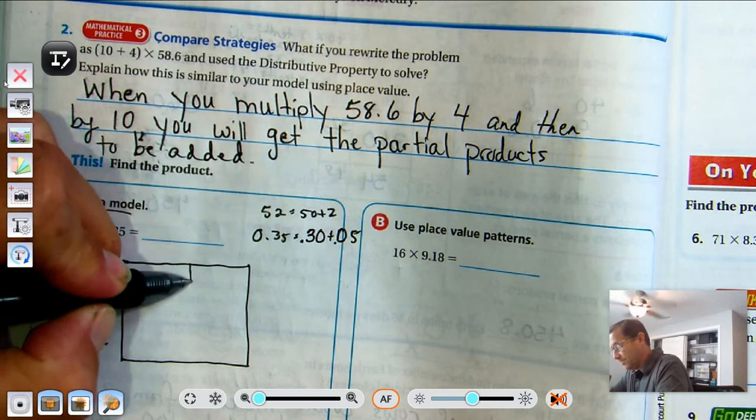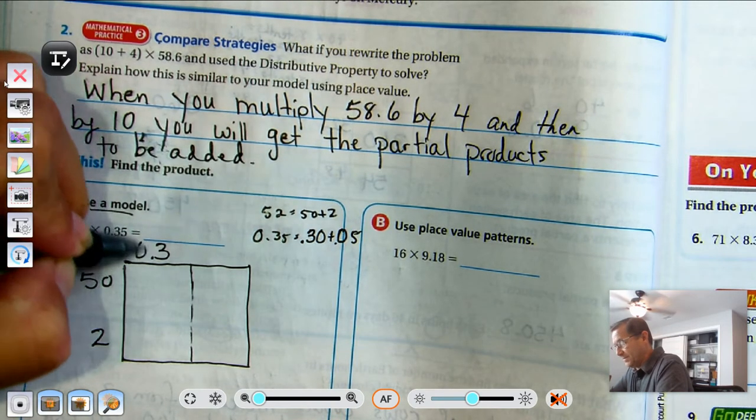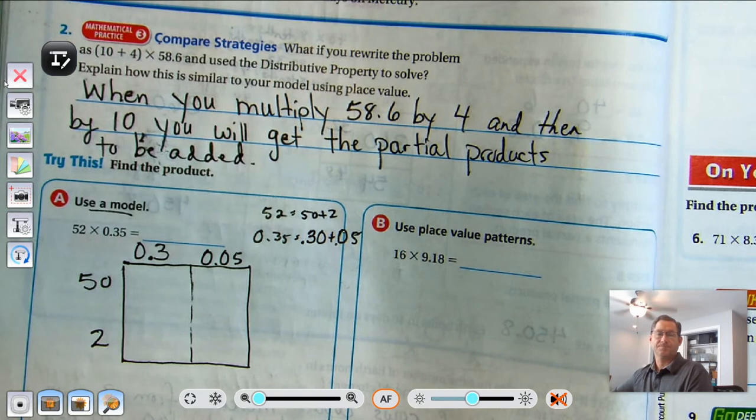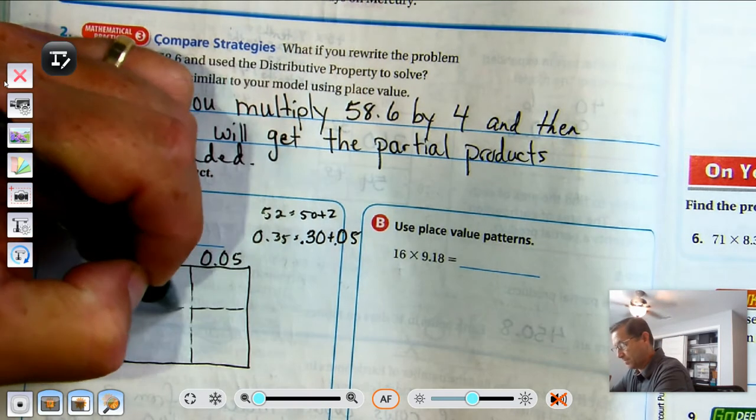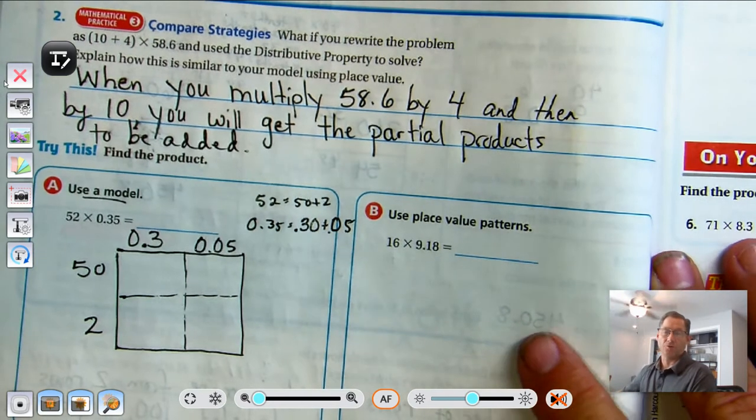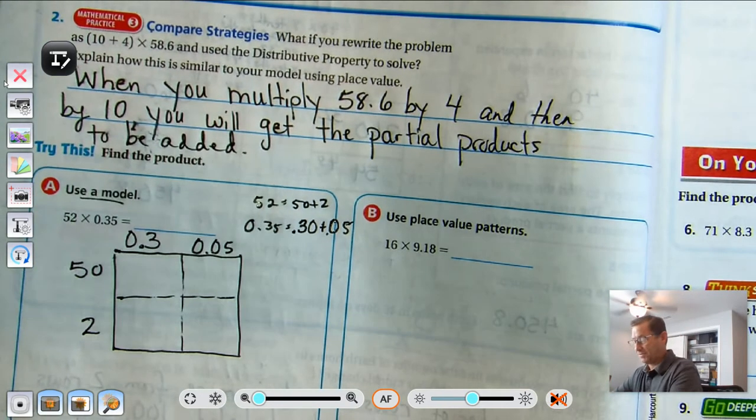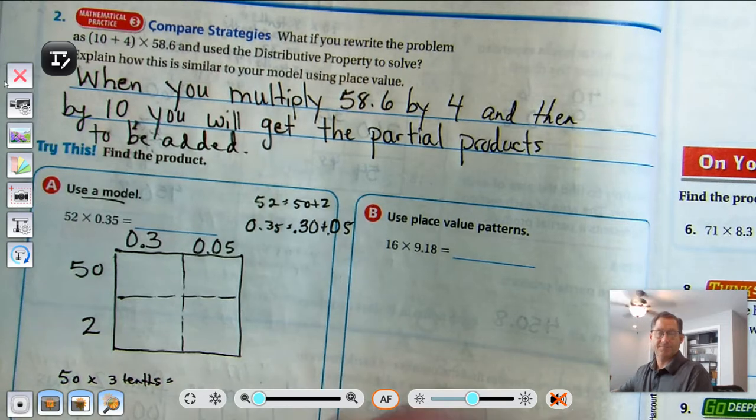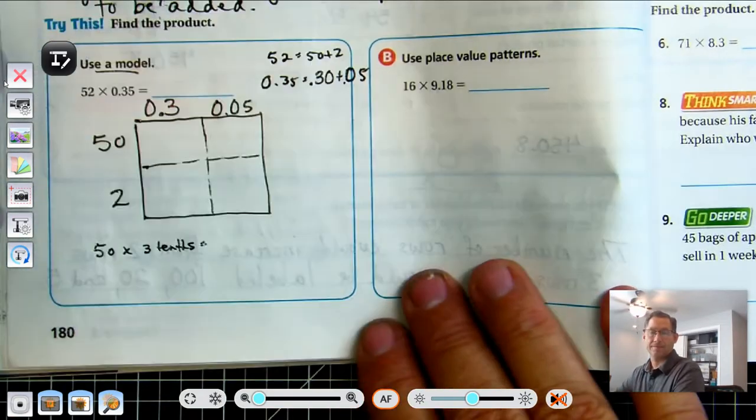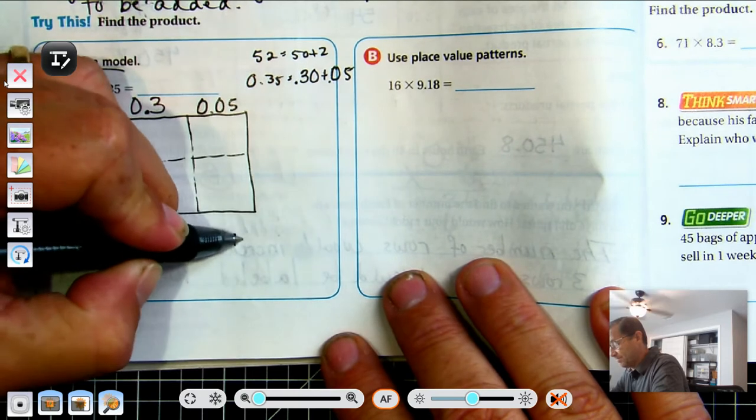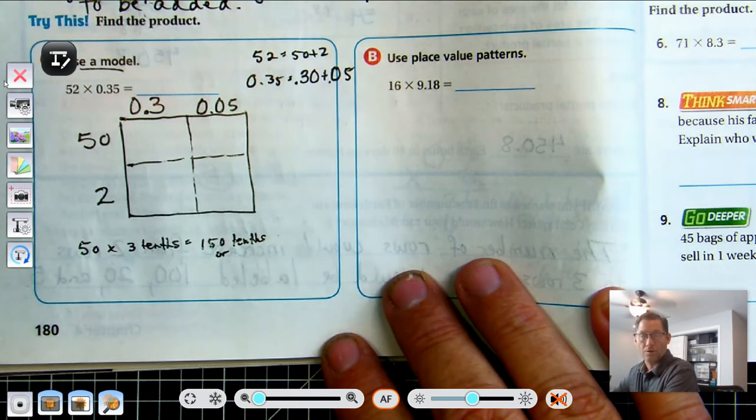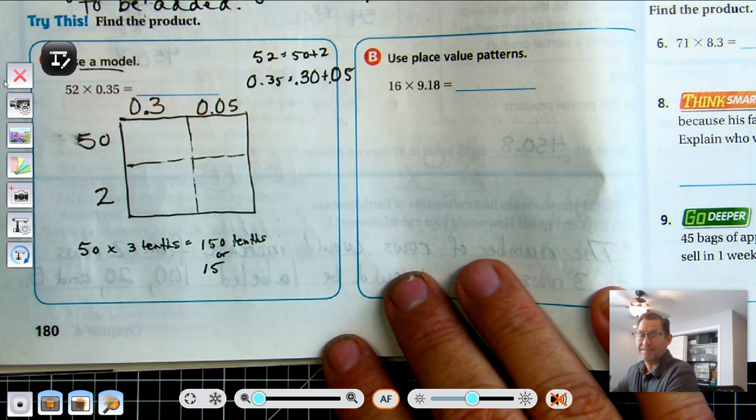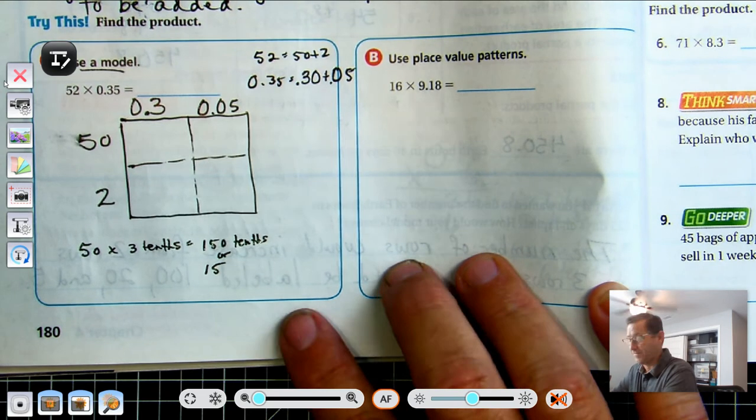So I'm just going to use 3 tenths and 5 hundredths. So multiply to find the partial products. 50 times 3 tenths. 50 times 3 tenths is 150 tenths, or 15. 10 tenths in every whole number. 150 divided by 10 would be 15.